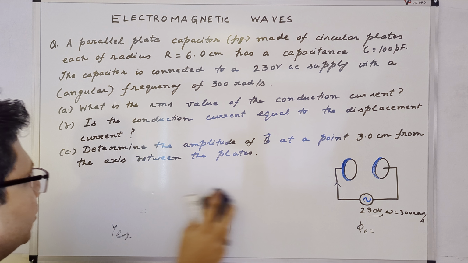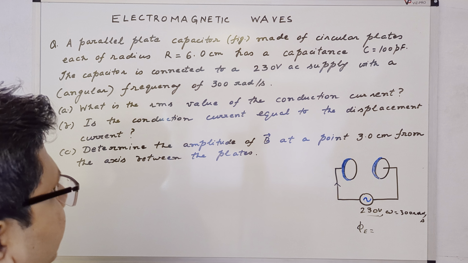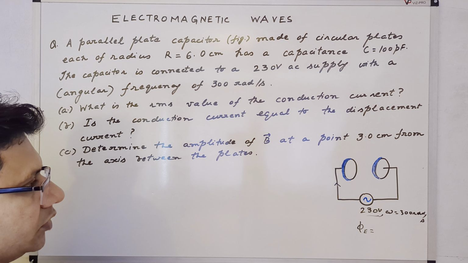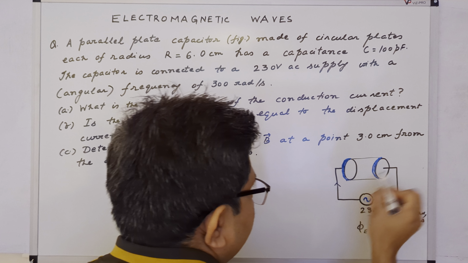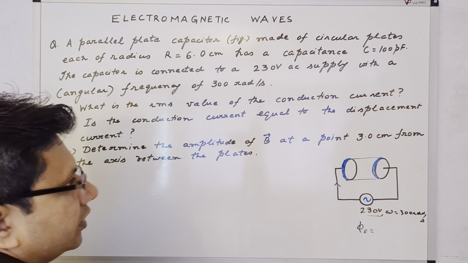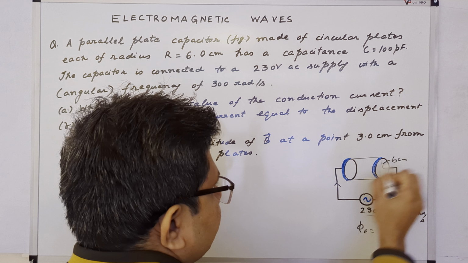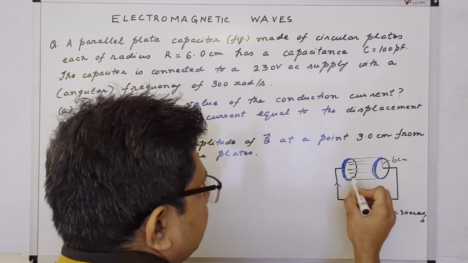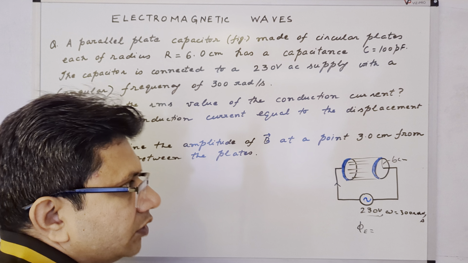Now in the C part of the problem, we have to determine the amplitude of magnetic field at a point 3 cm from the axis between the plates. Now this is the situation that these two are the circular plates, and the radius of these circular plates is given as 6 centimeters. So there is a magnetic field inside these particular plates.